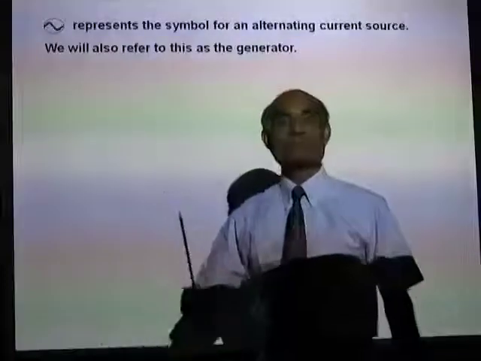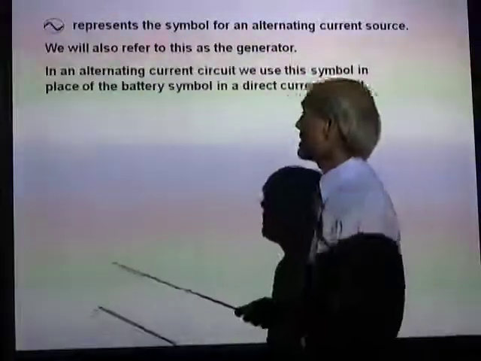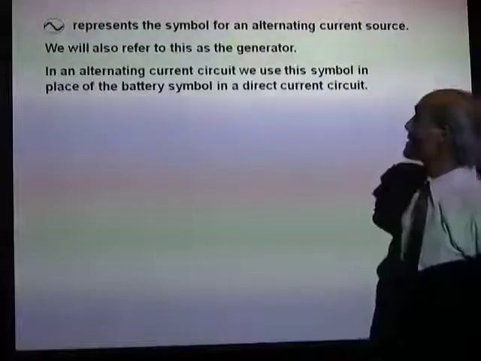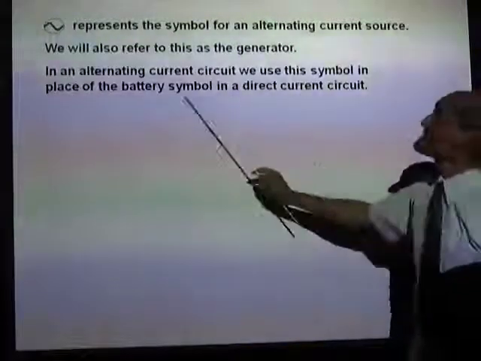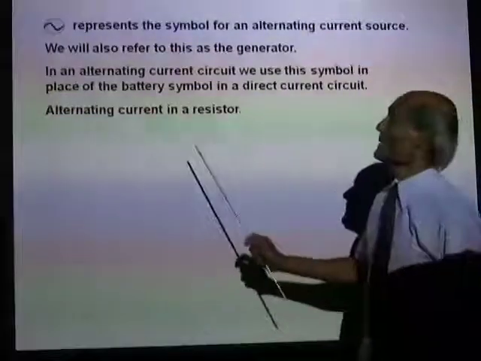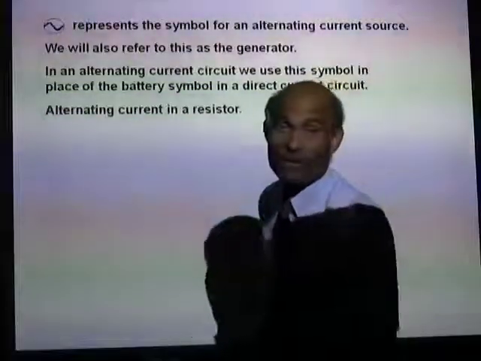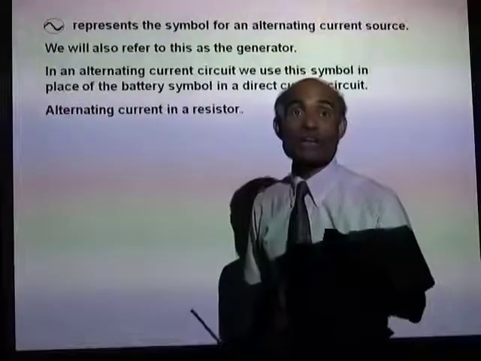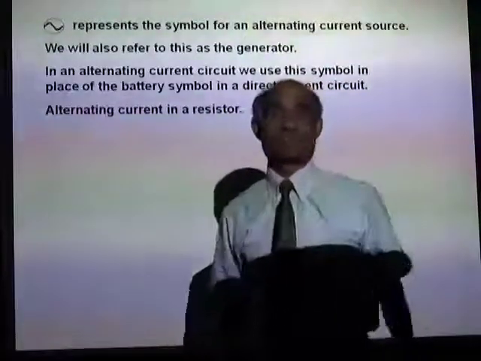The generator generates the alternating current. In an alternating current circuit, we use this symbol in place of the battery that we have seen earlier. Alright, let's now talk about the alternating current in a resistor.